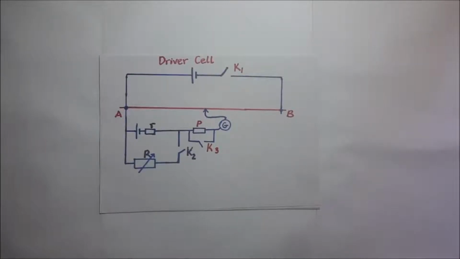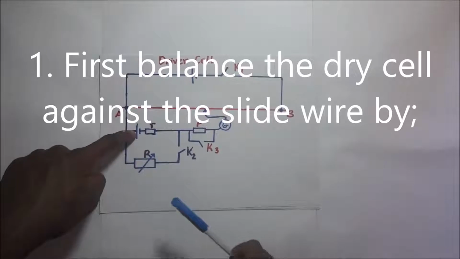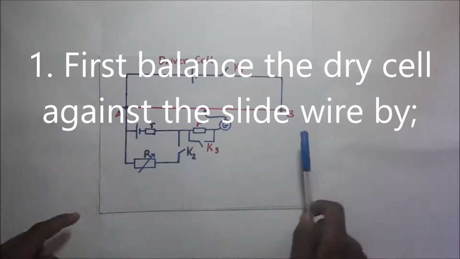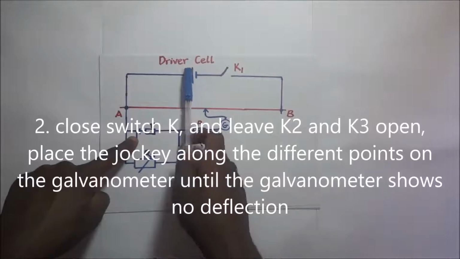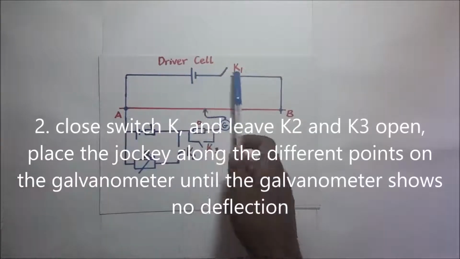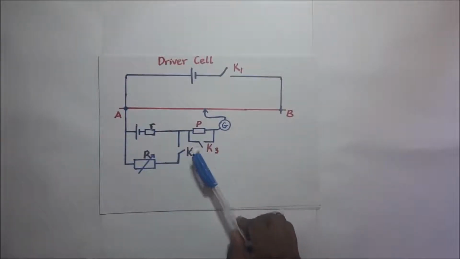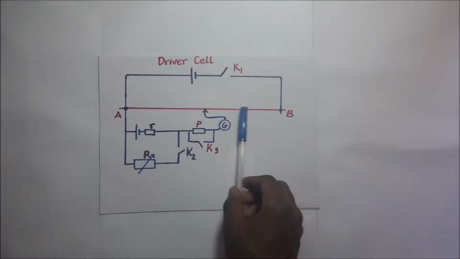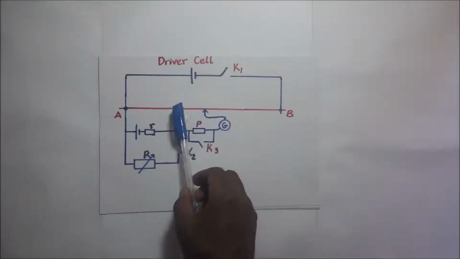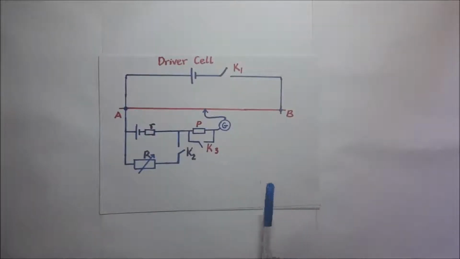So first of all, we are going to balance this cell against the slide wire. We do that by first of all closing switch K. When we close switch K, it means that now this driver cell is going to start providing current. When we close switch K, while leaving K3 and K2 open, we move this slide jockey along the wire AB, and we tap it along the wire up to a point whereby the galvanometer shows no deflection.